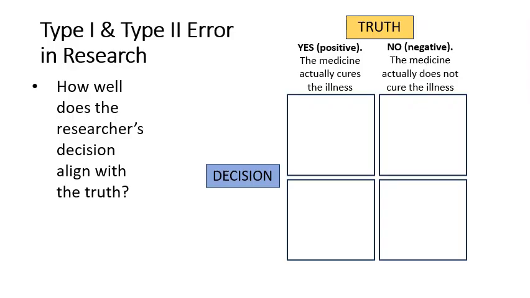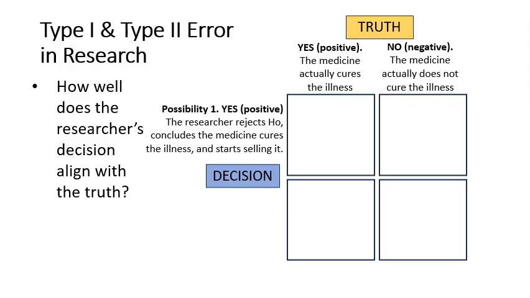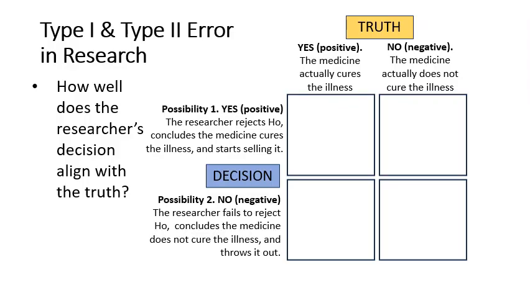And of course, the researcher must make a decision, because he'll never know the truth. Possibility one, yes, positive. The researcher rejects the null hypothesis, concludes the medicine cures the illness, and starts selling it. Or possibility two, the researcher could decide, nope, negative, fail to reject the null hypothesis, conclude the medicine does not cure the illness, and throws it out. So we could have a situation where there's no error. The researcher says, yes, the medicine works, rejects the null, and actually, in truth, the medicine does work. That would be great. Or we could have another kind of no error situation. The researcher decides the medicine doesn't work, fails to reject the null, and in truth, the medicine doesn't work. So again, the researcher made the right decision.